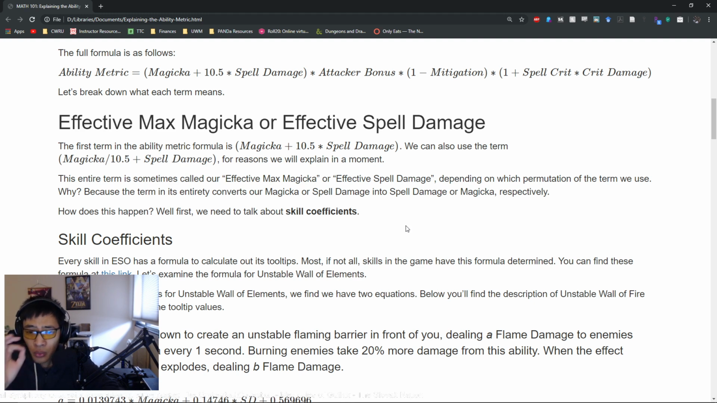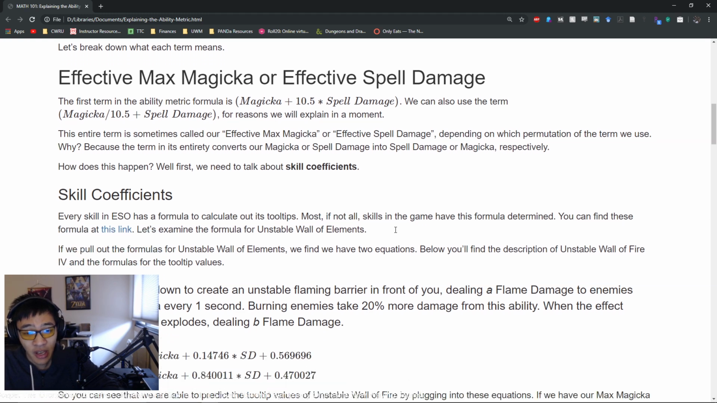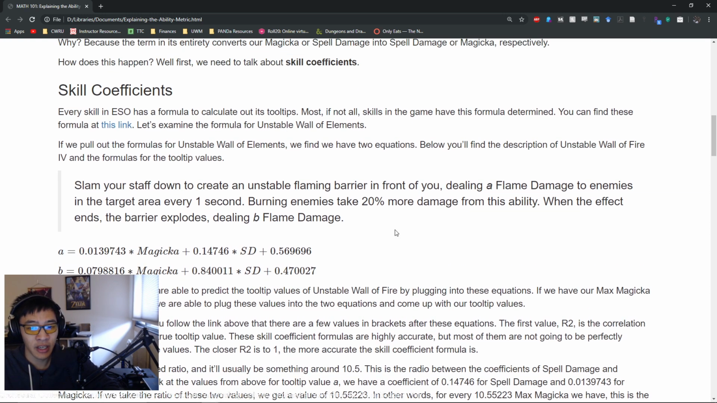So one of the big things that people always ask about is where does that 10.5 number come from? And that comes from what are called skill coefficients. Every skill in ESO basically has a formula to calculate out its tooltips. This goes for light attacks, heavy attacks, any sort of weapon abilities. Basically everything in the game has some sort of formulation to calculate out your tooltip damage and the actual damage that you end up dealing out.